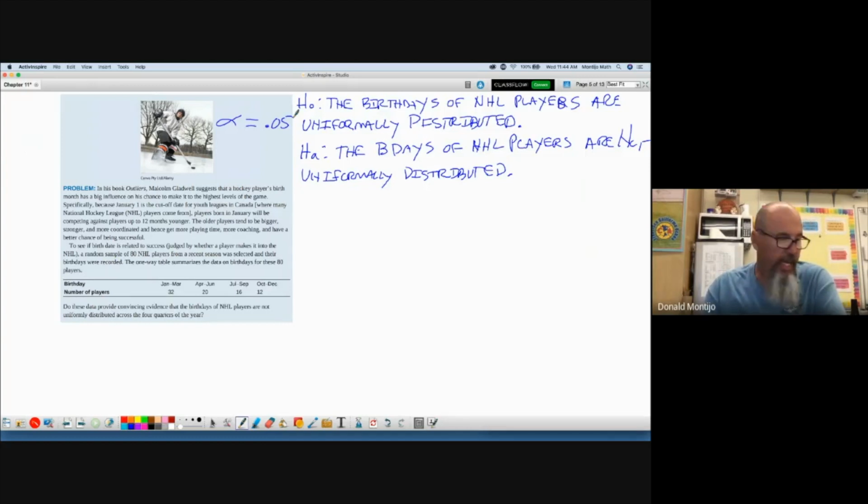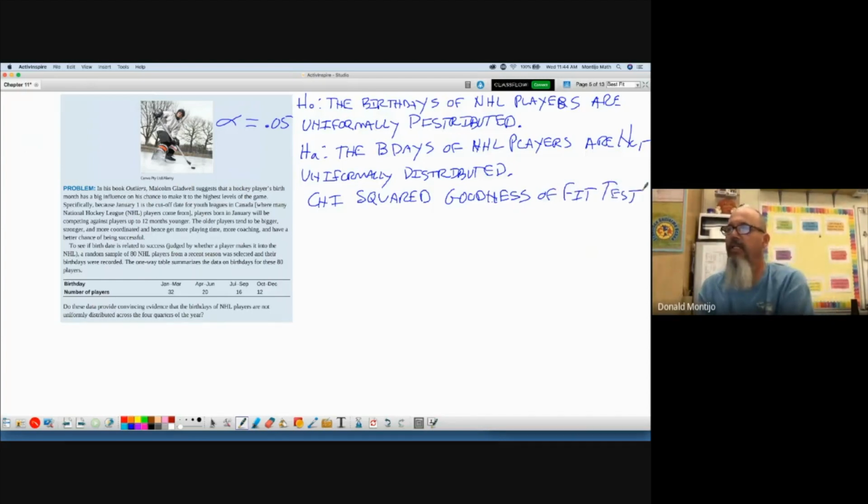Oh, this is a chi-squared. They call this goodness of fit test. We're going to see another type of chi-squared test here in a minute. So anytime we have one categorical variable such as this, we'll call that the chi-squared goodness of fit test. All right. So that's what we're going to do.